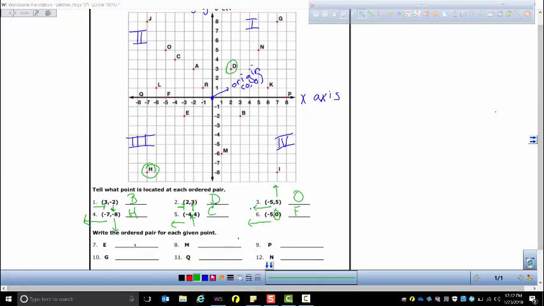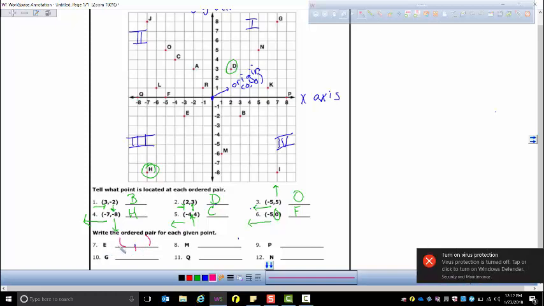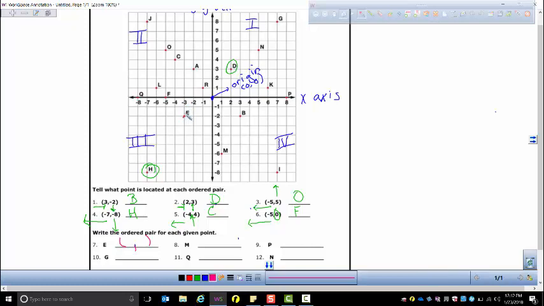All right, let's try these next 3, just so we understand what they want. They want you to write an ordered pair for each given point. So I have my parentheses and a comma, and I'm looking at point E. So I need its x value and its y value. So point E is located here in the 3rd quadrant. So I count for x to the left, 1, 2, 3. So x is negative 3. And then I count down 1, 2. So y would be negative 2.